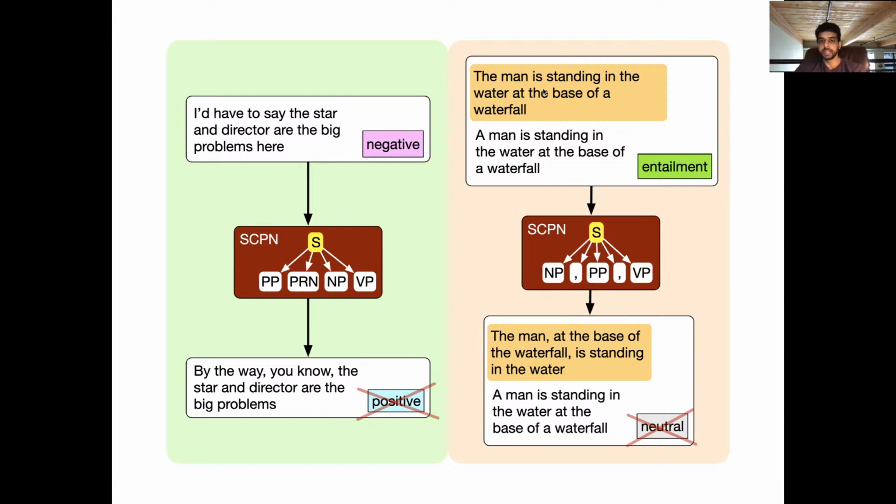Similarly, for the case of entailment, we have the man is standing in the water at the base of a waterfall, and a man is standing in the water at the base of a waterfall. So this pair of sentences was marked as there is an entailment relation between these two sentences. They're basically identical. But if you rephrase this first sentence, so you see we move this clause at the base of the waterfall into the middle of the sentence using the syntactic paraphraser, now the entailment is no longer predicted and it's a neutral sentence.